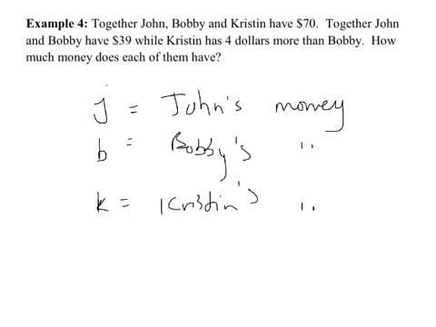What's the first equation I can write based on only the first sentence of this problem? Austin: J plus B plus K equals 70. Good. So the first statement says that together they have $70. So add them all up, set it equal to 70. The equations are very easy in this problem, but the solving is a little more difficult because there's how many variables now? 3. Yeah, 3 variables.